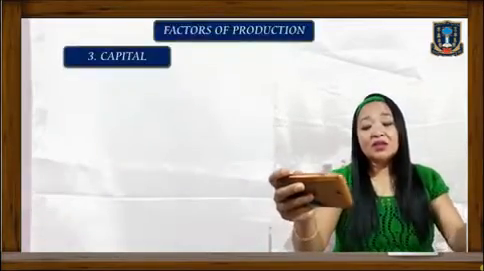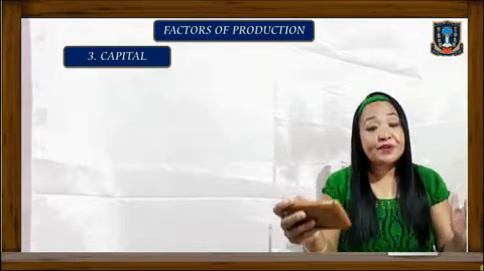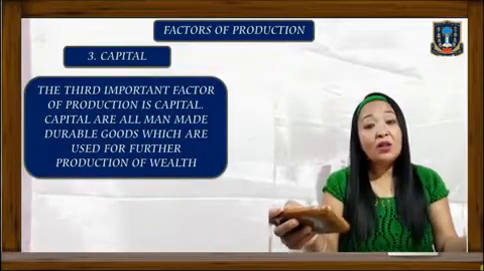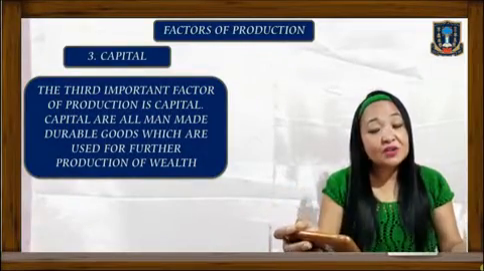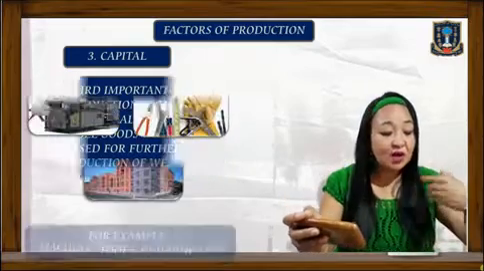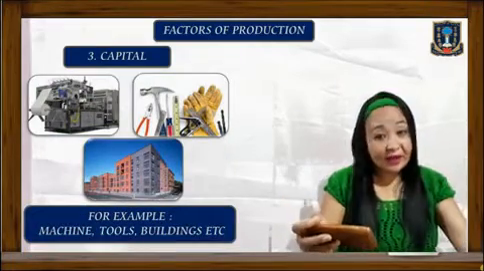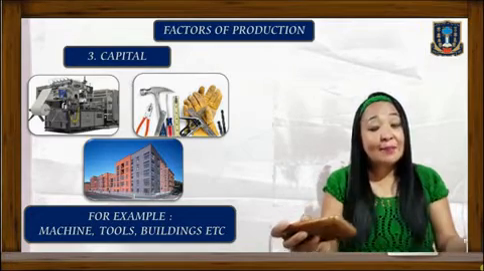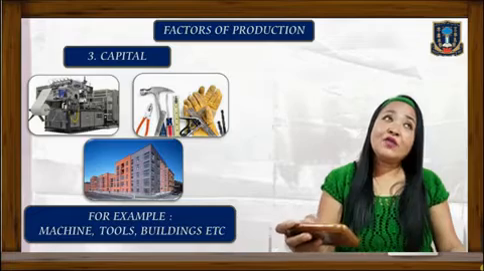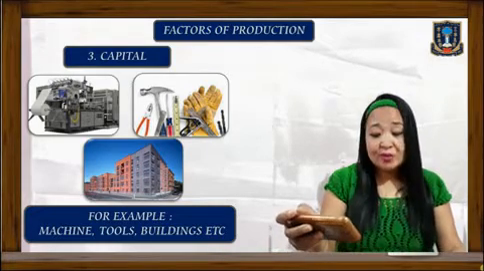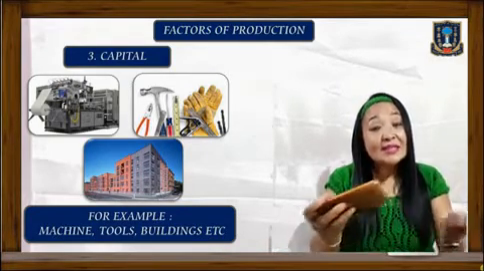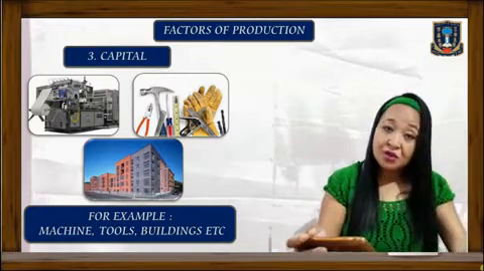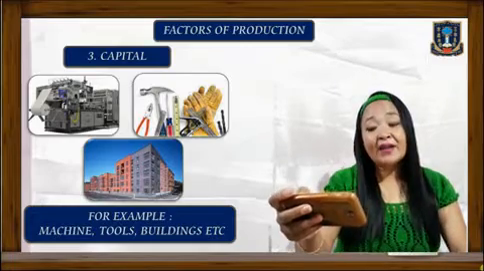Then third is what? The third requirement is capital. So the third important factor of production is capital. What is capital then? Capital is all man-made durable goods which are used for production or for the further production of another good. Understood? So that is capital. What are some examples of capital then? Say, for example, machines, tools, buildings. These are some examples of capital which are used for the further production of other goods.